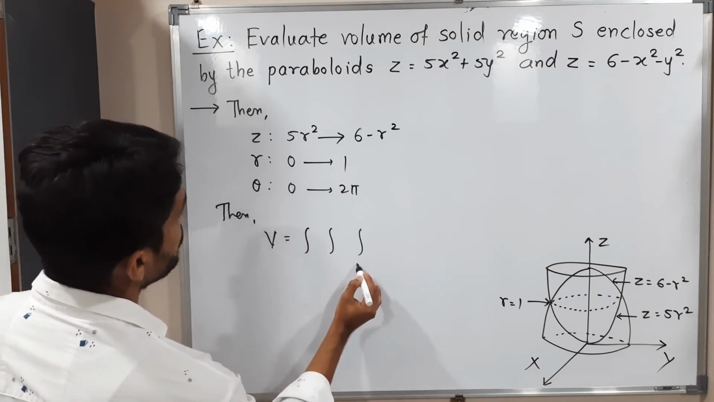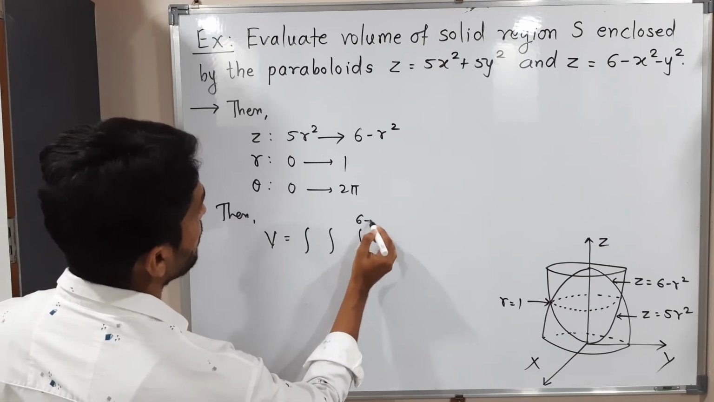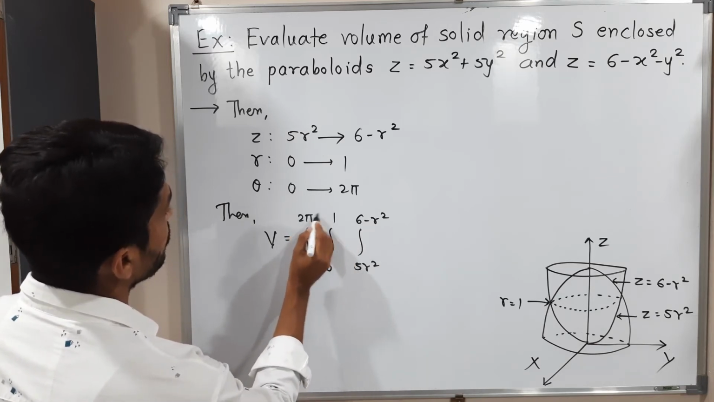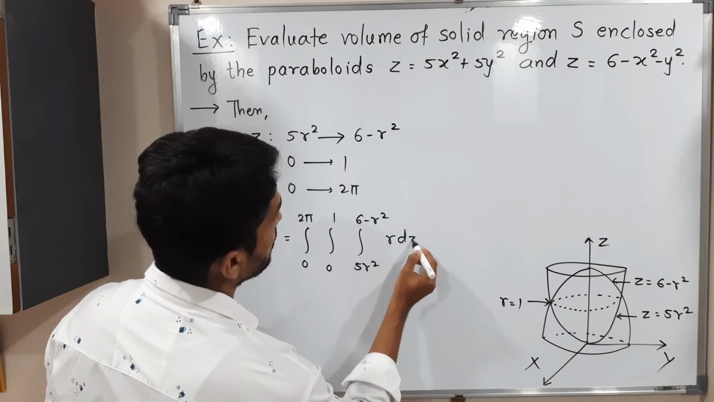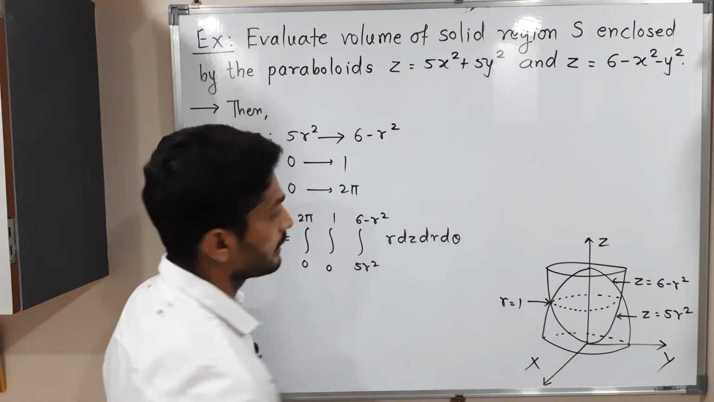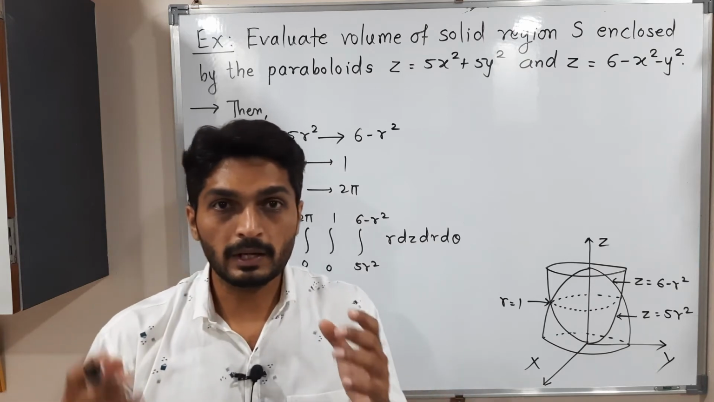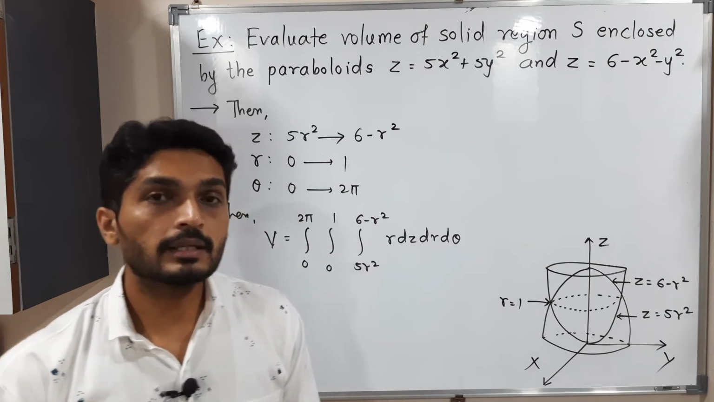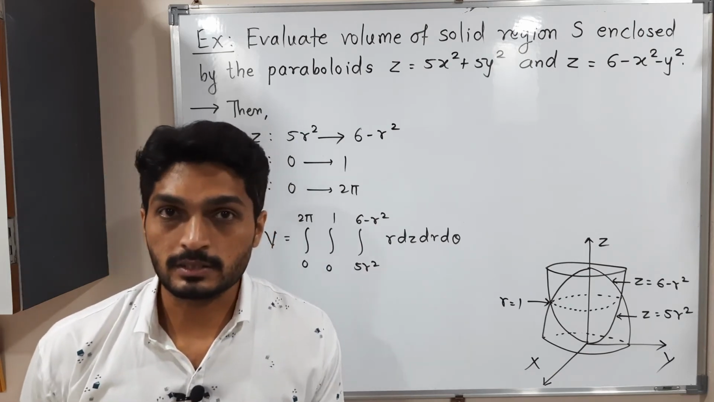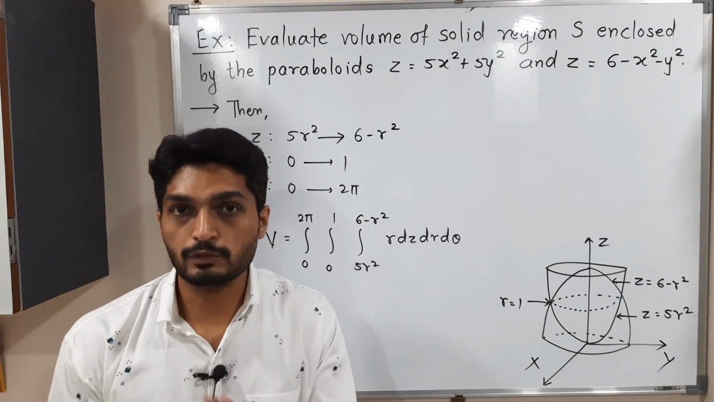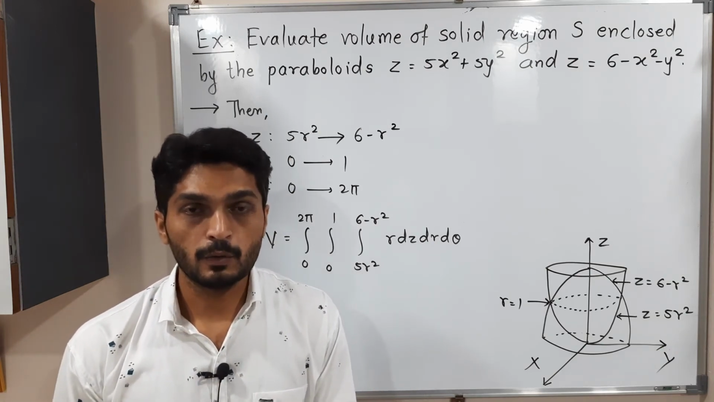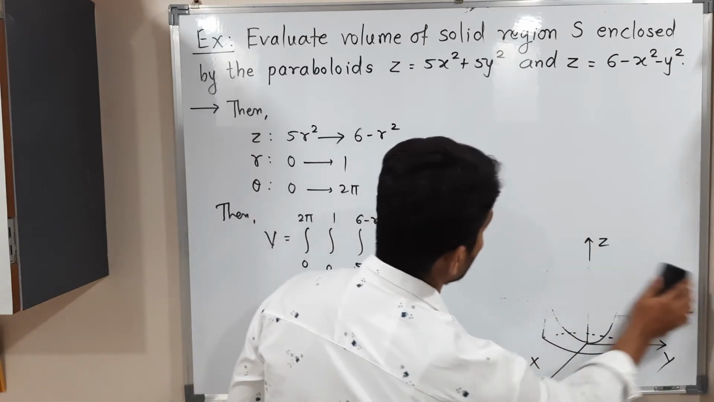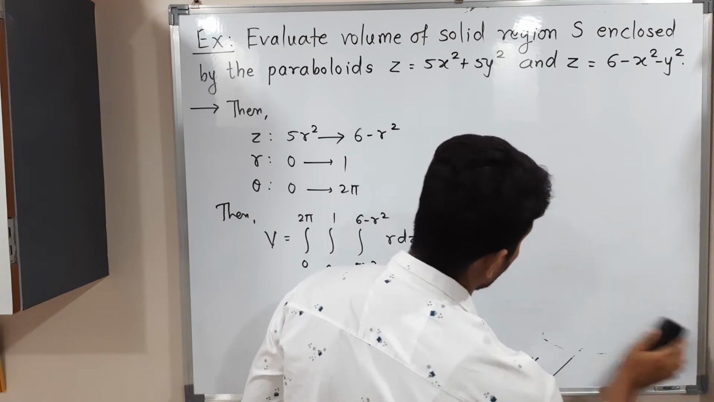Inner integration with respect to z, 5r square to 6 minus r square. Next 0 to 1 and 0 to 2 pi. So r dz dr d theta. So dv means dx dy dz, but we have converted the problem into the cylindrical coordinate system, so we are supposed to write this one. Here limits are not constants, r is involved, so we cannot take separate integrations. We have to go step by step. Let me remove this diagram, it is not required now, so we will have more space to solve this integration.